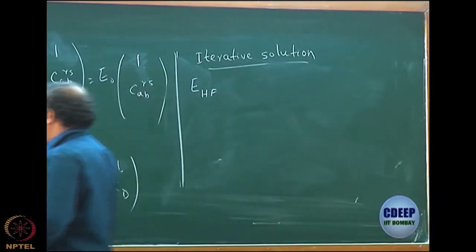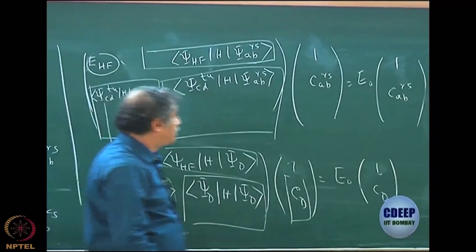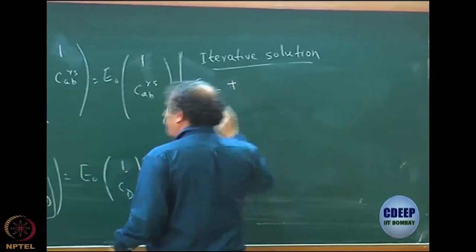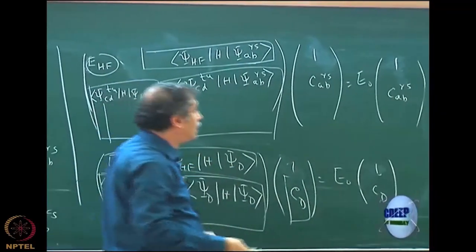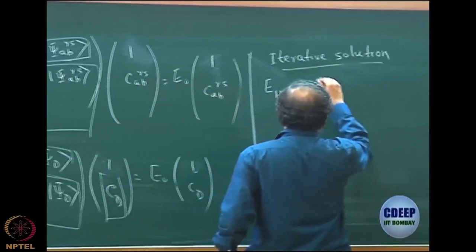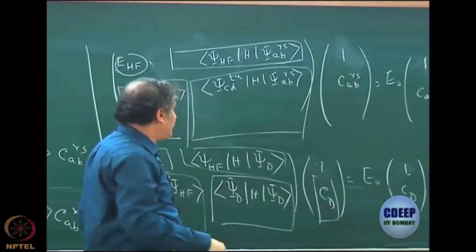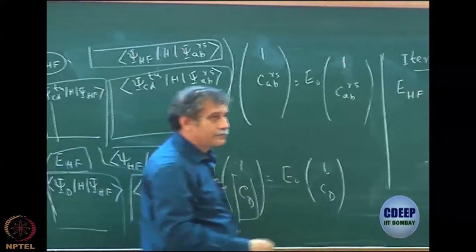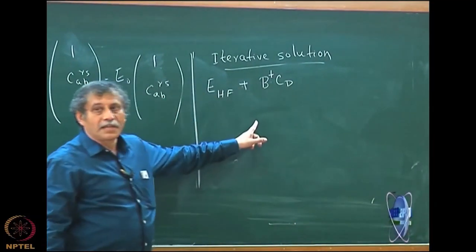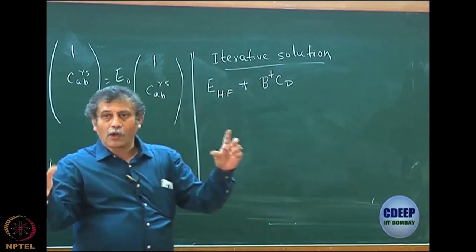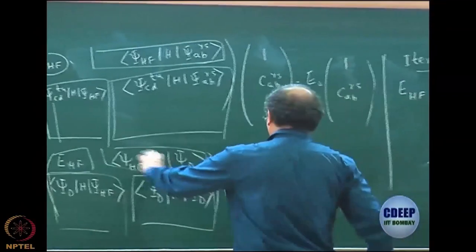What I'm going to do is multiply the first row times the first column. Okay? So E Hartree-Fock. This is a set of numbers which is a row. Let me call it B-dagger. We'll see why I'm calling it dagger. B-dagger multiplied by CD. So this becomes B-dagger CD. Please remember, I'm now using a matrix notation. B-dagger is a row, so B is a column. So this will be my B. This is B-dagger. It's B-dagger times this column.